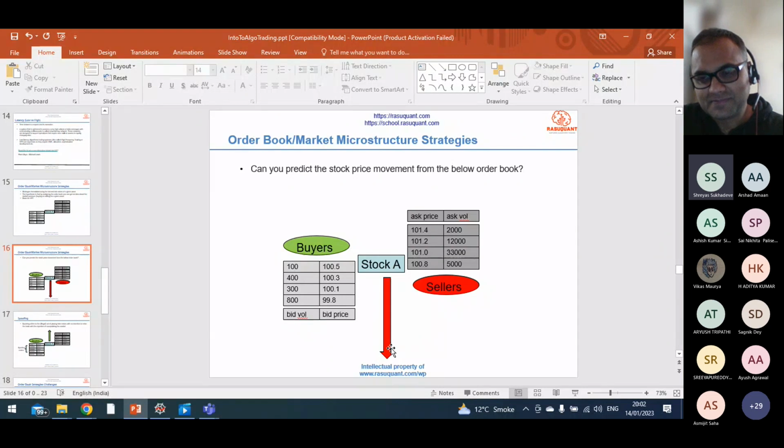Okay, so let me tell you what the answer is. You can see the sellers, look at the volume on the seller side. 5,000, 33,000, 12,000, 2,000. So a lot of people are desperate to sell this stock. And on the buy side, there are not very many people who are interested, right?